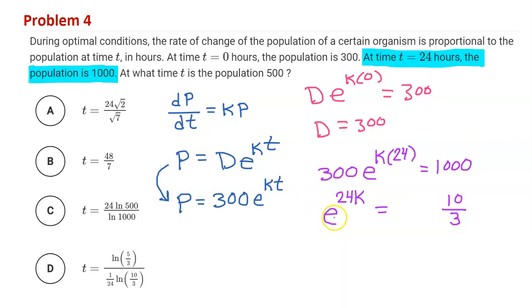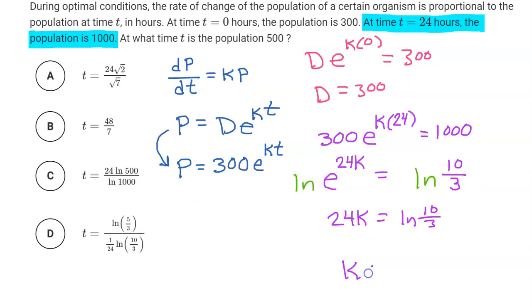I can get rid of the e by taking the natural log of both sides of the equation. Natural log and base e are inverse functions which cancel each other out. So that will leave me with 24k is equal to the natural log of 10 over 3. Dividing both sides by 24, we have k is equal to the natural log of 10 over 3 all over 24.